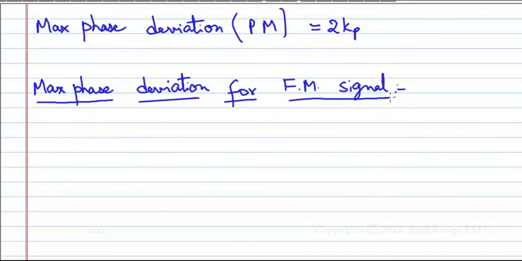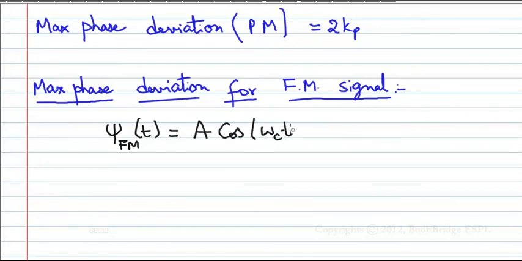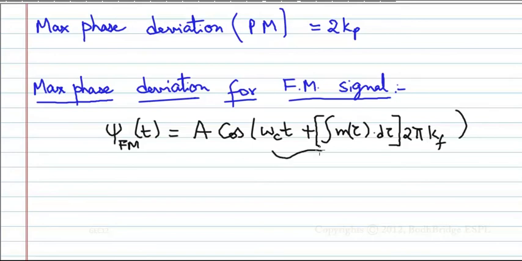Now we will find what is the maximum phase deviation for the FM signal. I have already shown above that phi FM of t is what? General formula: A cos of omega ct plus integral m of tau d tau into 2 pi into kf. What is the phase term here? This is the phase term, phi of t, here.